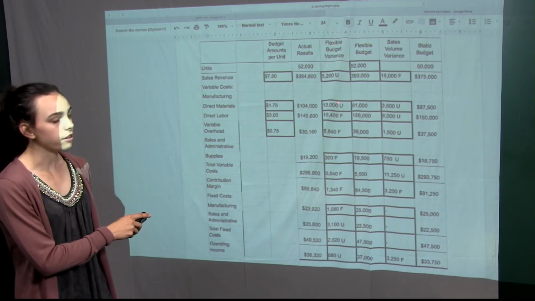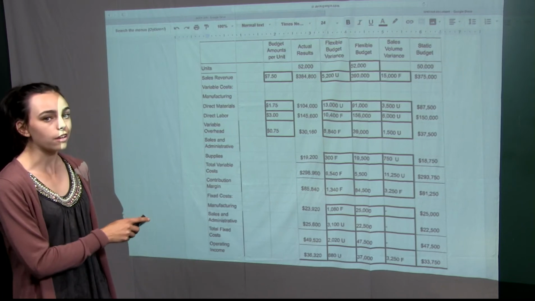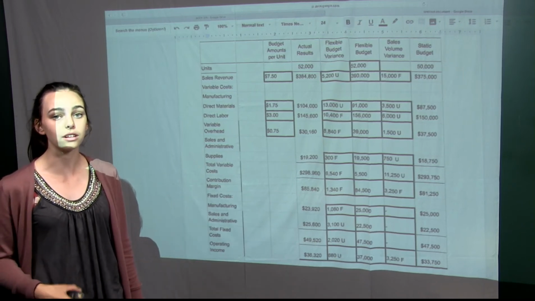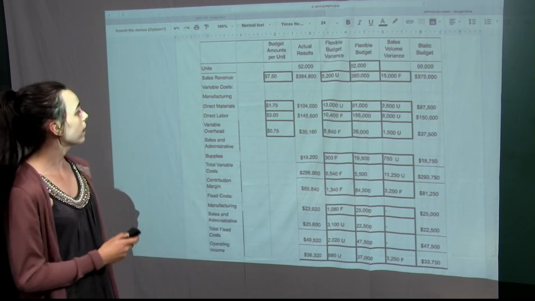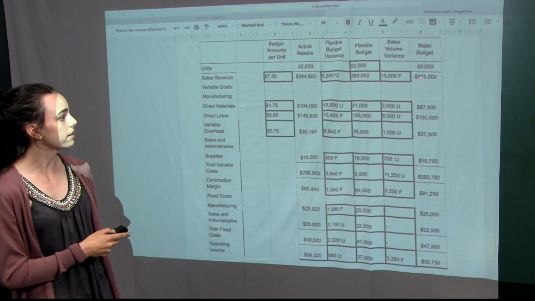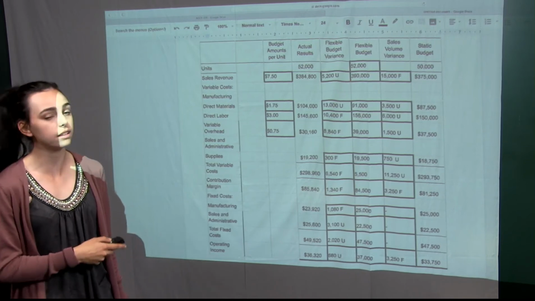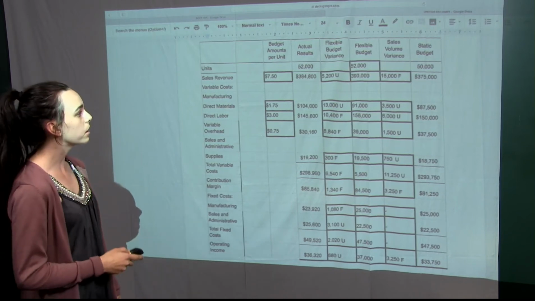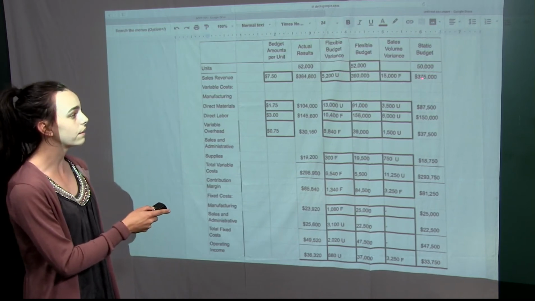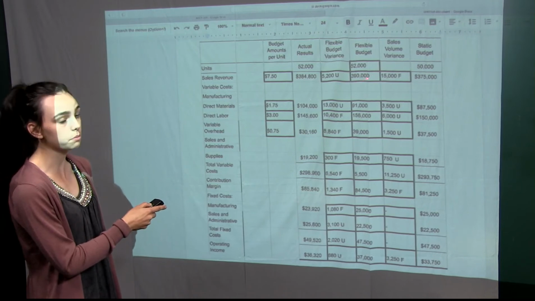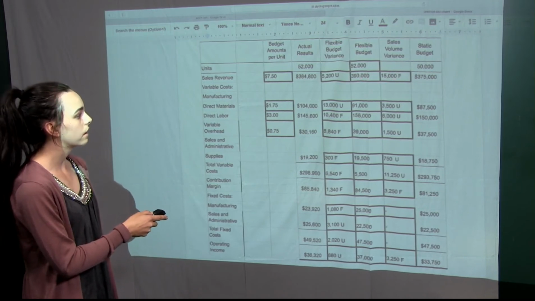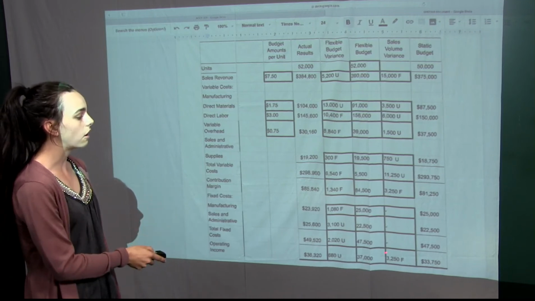After the flex budget variance, you can move on to the sales volume variance, and you do the same thing, except this is based off the difference between the flex budget and the static budget. So again, let's look at sales revenue. 390,000 minus 375,000 results in a difference of 15,000. And because our budgeted sales revenue of 375,000 is less than our flex budget, it's going to be a favorable 15,000. And again, you do that for the entire column.